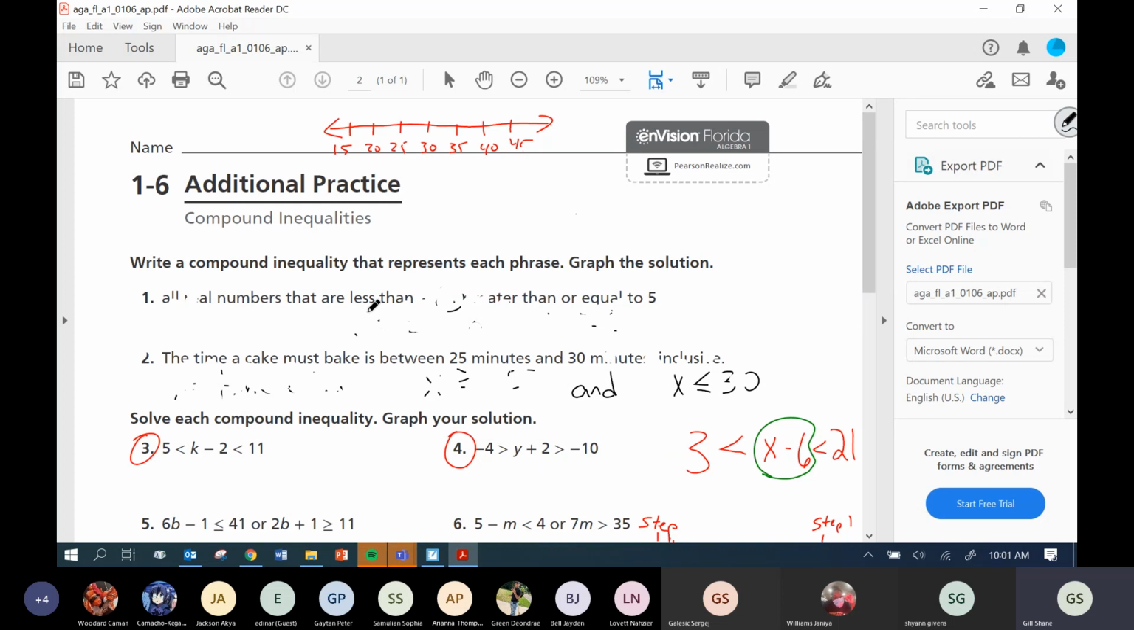Hopefully you read the problem. It says all numbers that are less than -3 or greater than or equal to 5.